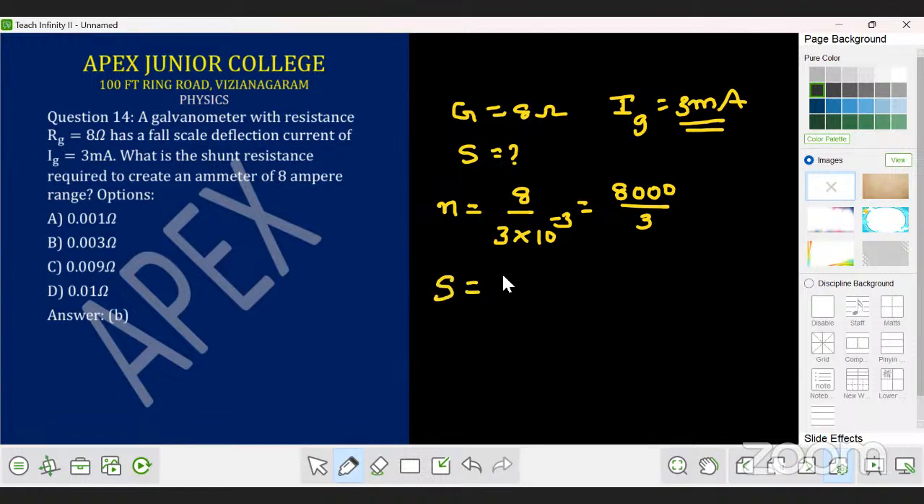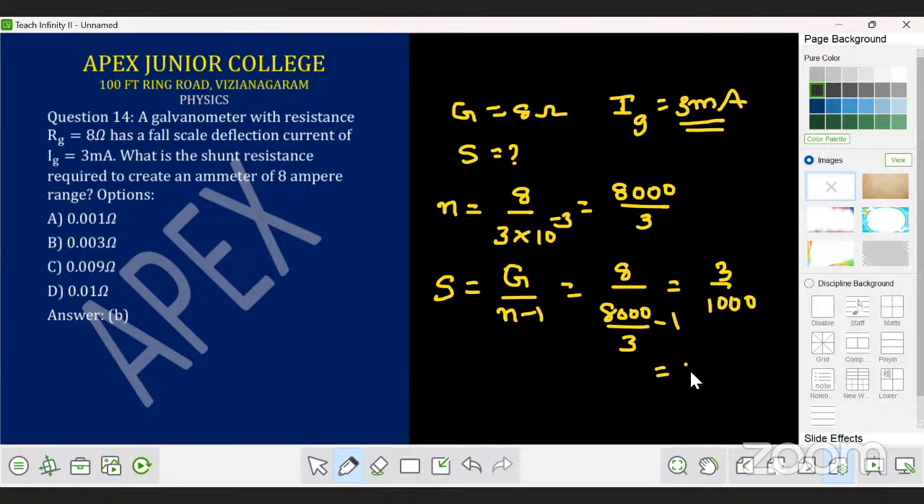A similar question was given, and I have already solved it previously. S equal to G by N minus 1. What is the G value? 8 ohm is given. So 8 by 8000 by 3 minus 1. Of course, minus 1 is negligible when you take 8000 by 3 here. So by solving this you will get 3 by 1000, which is 0.003. Shunt resistance only, na, in ohm.